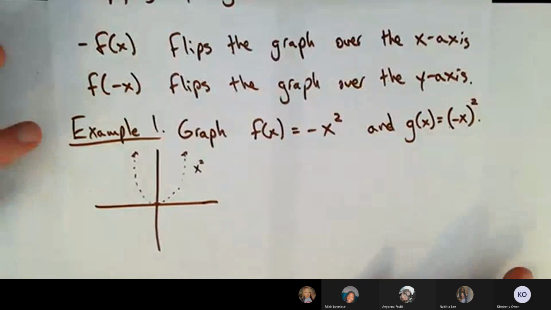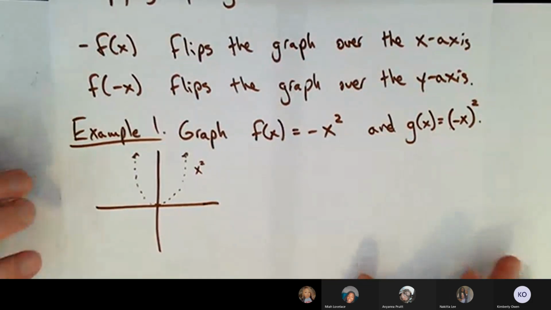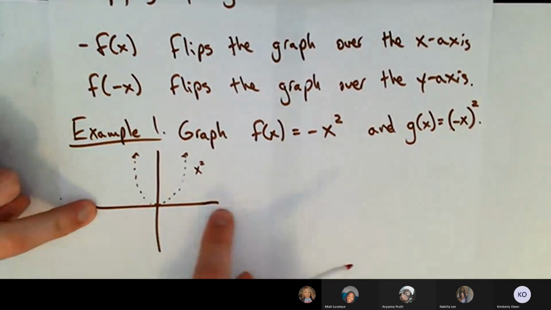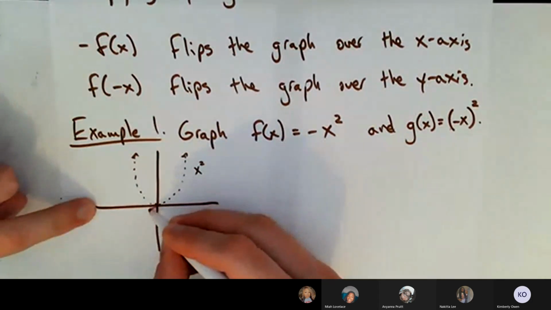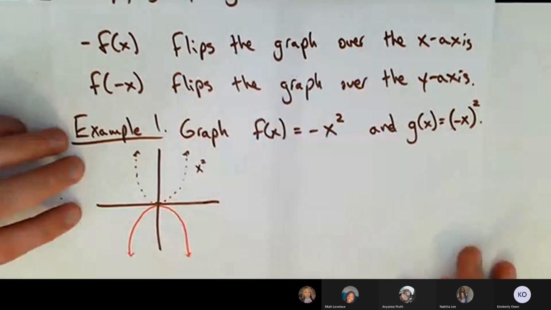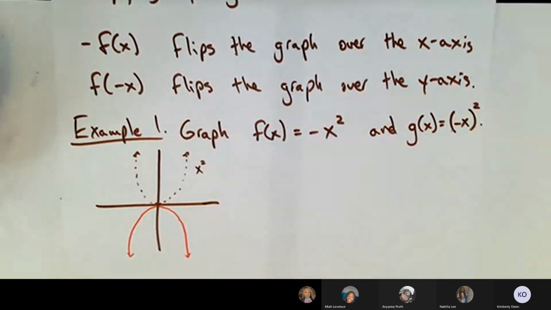But I need to reflect it over the x-axis, or flip it. Reflect is the more mathematically correct term. I'm just saying flip here because it's the same thing. So when I flip it over the x-axis, this is the x-axis, it's just going to be a mirror image right down here. There it is. That's it. Nothing else to say there, really.